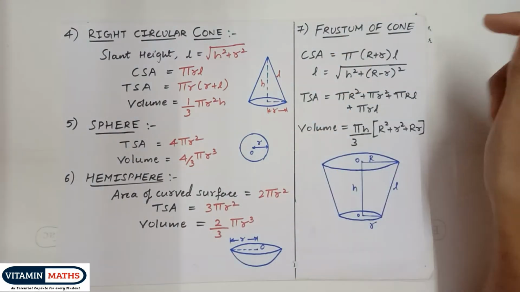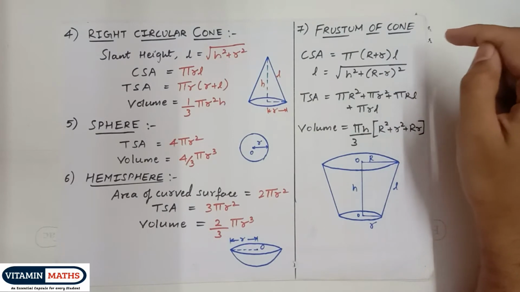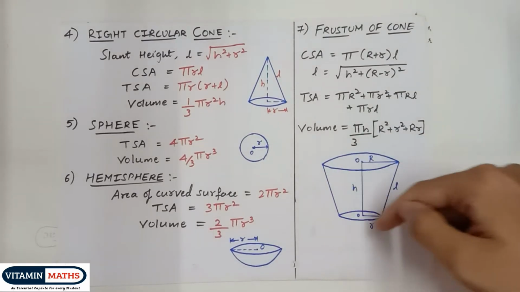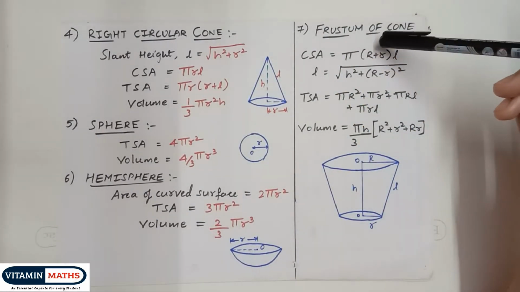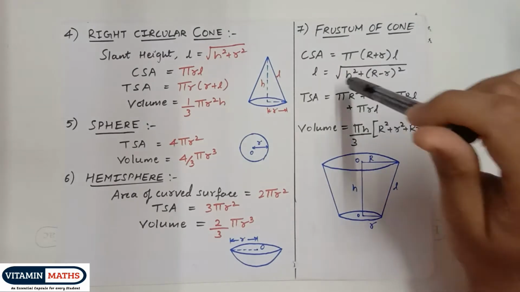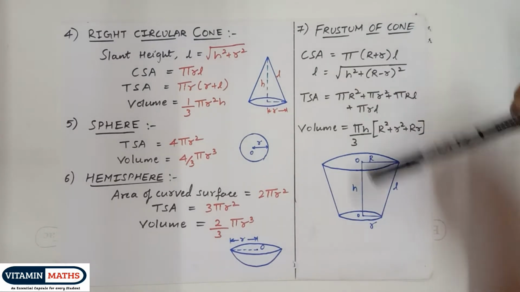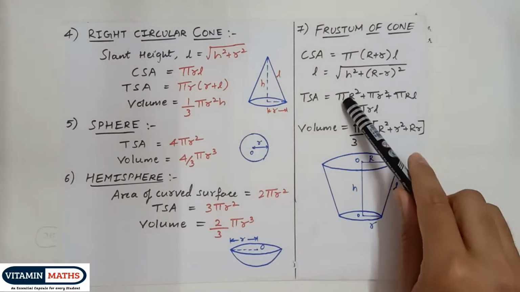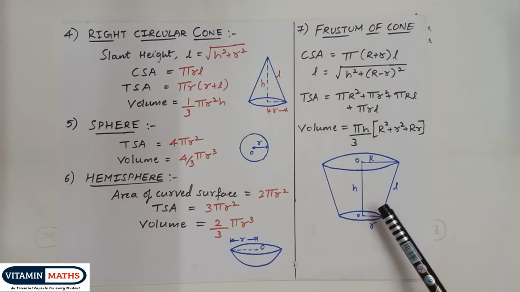One more important formula is for the frustum of a cone. When you cut a cone parallel to the base, you get the frustum, in the shape of a bucket. CSA is pi (R plus r) into L, where L is the square root of h square plus (R minus r) square. Just note down the formula. Total surface area is pi (R plus r) L plus pi R square plus pi r square. Capital R is the larger radius of the circle and small r is the smaller radius of the circle.